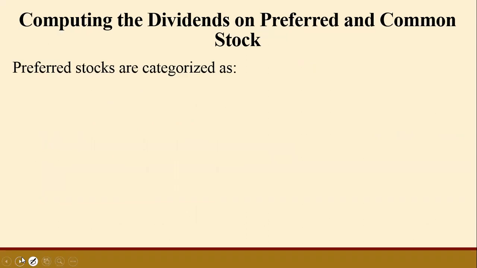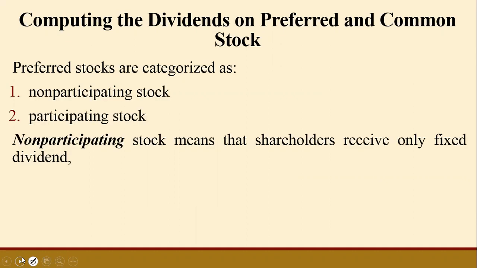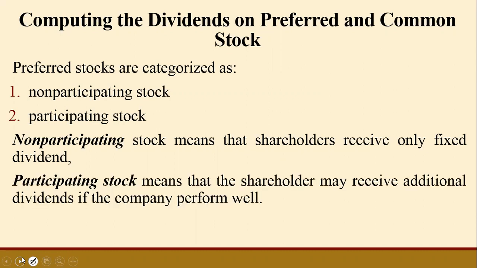Preferred stocks are also categorized as non-participating and participating stock. For non-participating stock, this means that shareholders receive only a fixed dividend. Participating stock means that the shareholder may receive additional dividends if the company performs well.